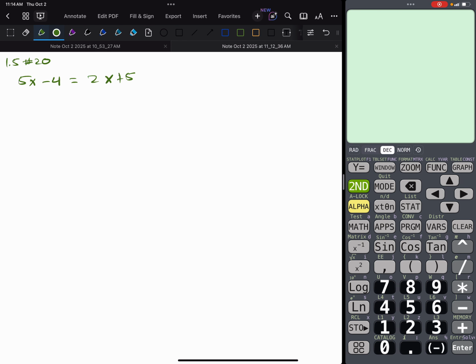All right. If you're looking at this problem, this is a relatively simple equation to solve. I'm going to subtract 2x from both sides of the equation. I'm going to add 4 to both sides of the equation. Then we're going to divide both sides by 3, and I'm going to get x equals a value. I lost track of the value somewhere in there, but it's a relatively straightforward solution.